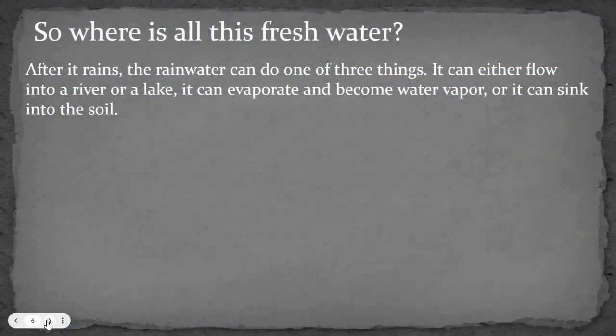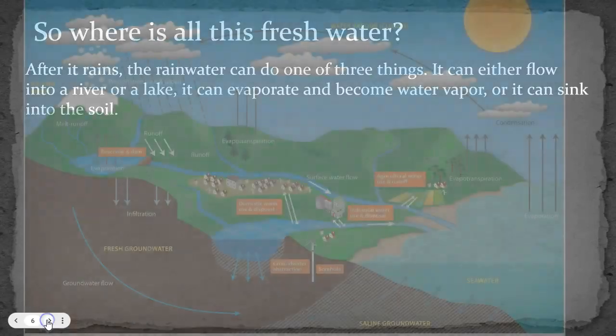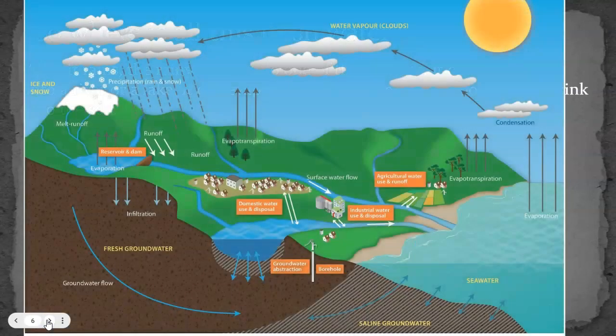So where is all the fresh water? After it rains, the rainwater can do one of three things. It can either flow into a river or lake, it can evaporate and become water vapor, or it can sink into the soil. And here is our water cycle, which I'll give you a second to just take in.